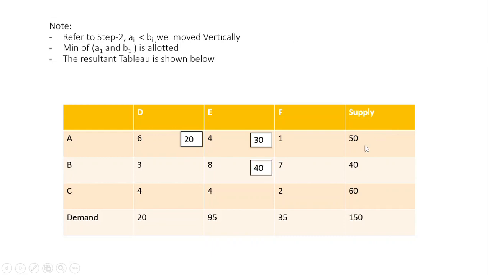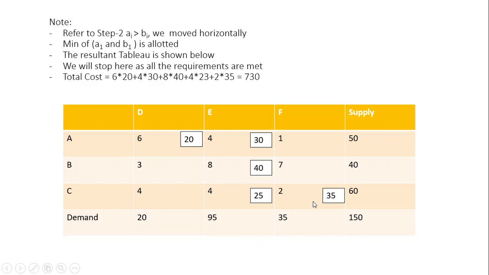Again, we go to the same step, checking Ai and Bi. Now we move vertically, because in the earlier allocation, when we allocated 30 here, Ai was less than Bi, so we have to move vertically. So this would be the resultant tableau. Again we check, and finally we reach this point.